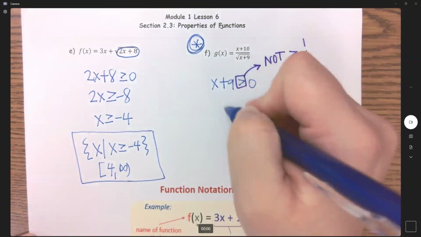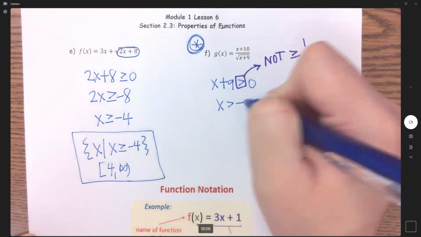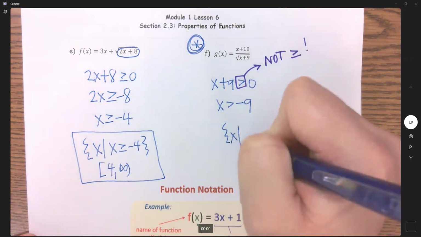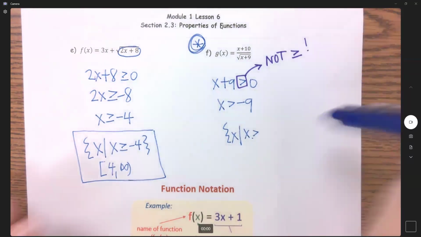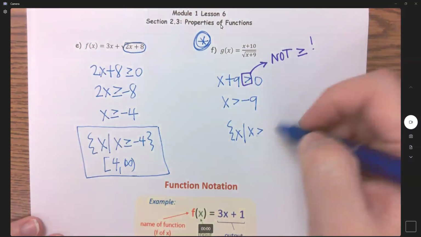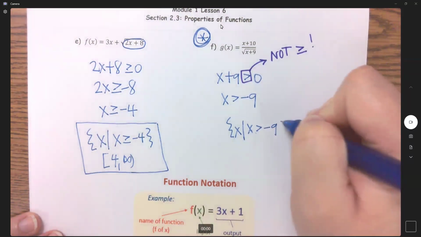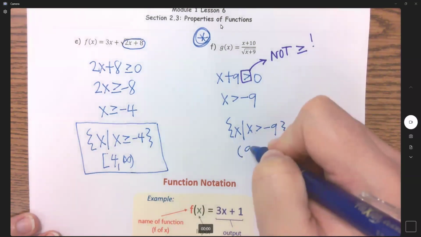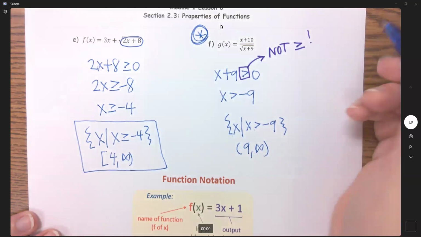So subtract our 9 over and we get x is greater than -9. So now we have the set of all x such that x, I almost put or equal to, but it is not or equal to, but x is greater than -9. And in interval notation, that's now parentheses -9 to infinity.